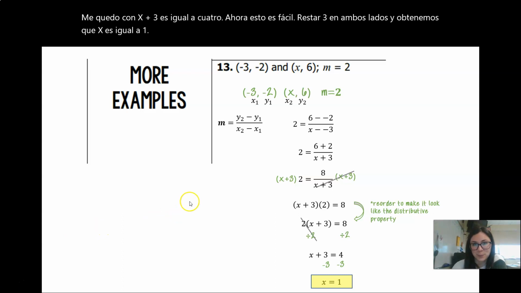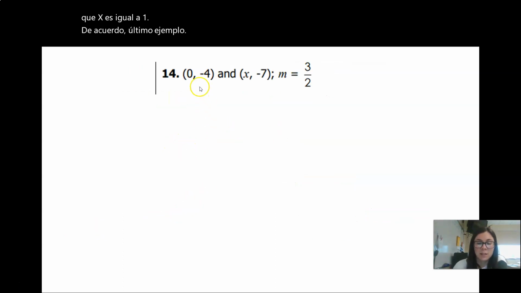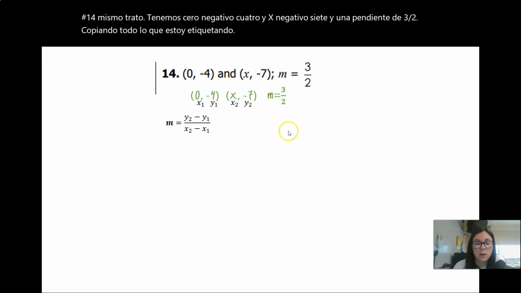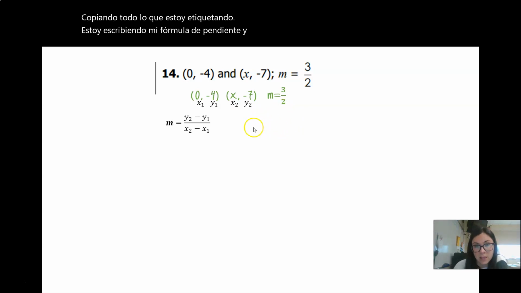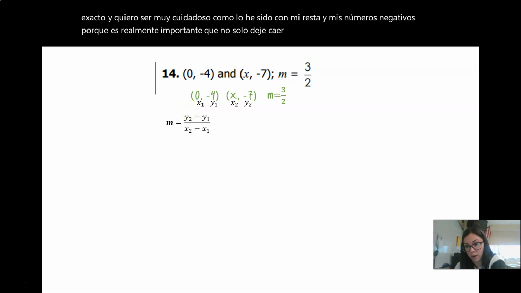Okay, last example. Number 14. Same deal. We have (0, -4) and (x, -7), and a slope of 3 over 2. I'm copying everything down. I'm labeling. I'm writing my slope formula, and I'm substituting in what I have in the exact same spot. And I want to be really, really careful, like I have been, with my subtraction and my negative numbers, because it's really important that I don't just drop a negative sign or a subtraction symbol.